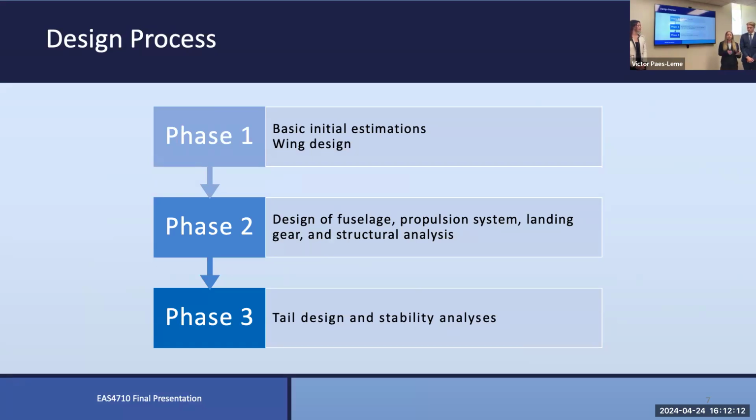And then for our design process, we started with phase 1, where we got the basic initial estimations. These we kind of used for different deciding factors throughout the design process. And then we designed the wing as well. And then for phase 2, we tackled the fuselage, propulsion system, landing gear, and a structural analysis of all those components. And then for phase 3, we did a tail design and a full stability analysis of everything.